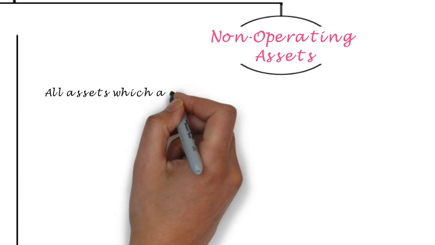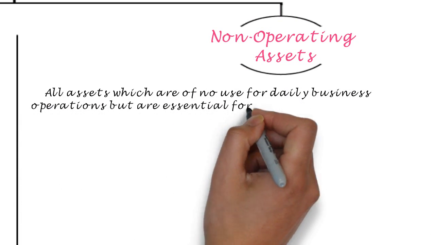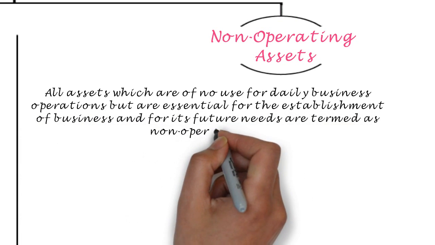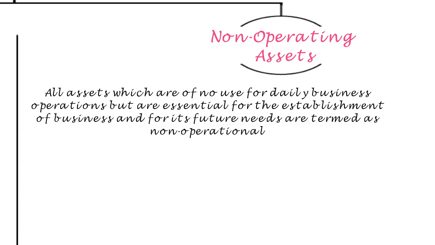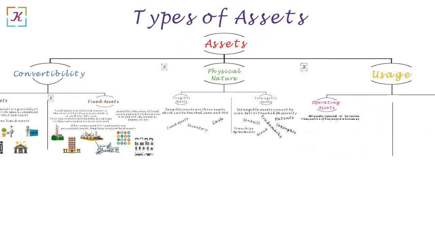Non-operating assets. All assets which are of no use for daily business operations but are essential for the establishment of business and for its future needs are termed as non-operational. This could include some real estate purchased to earn from its appreciation or excess cash in business, which is not used in an operation.